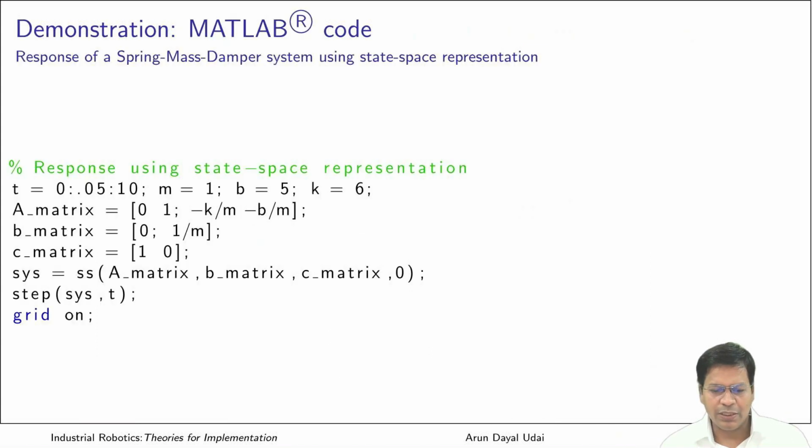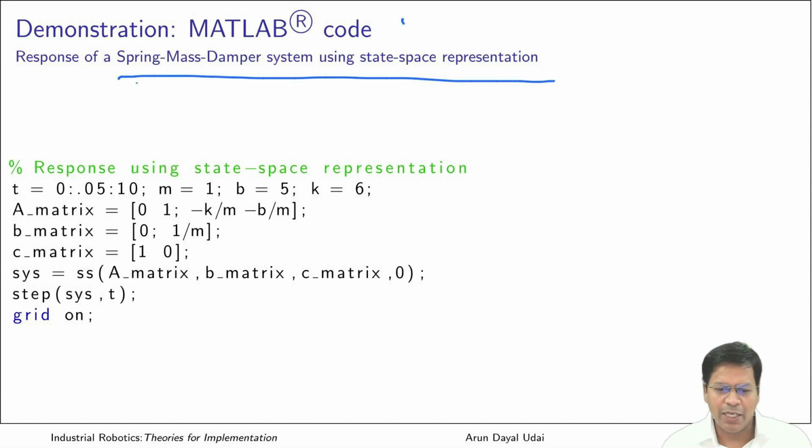Let us see a spring mass damper in state space representation. I am using MATLAB now to see its behavior for a step input. So how is it defined in MATLAB? Let us say m is equal to 1, b is equal to 5, k is equal to 6. It's an overdamped system. For time variation from 0 to 10 seconds, I want to do that.